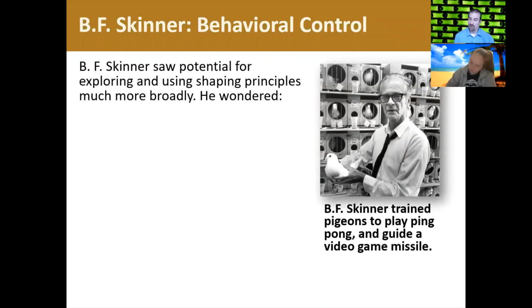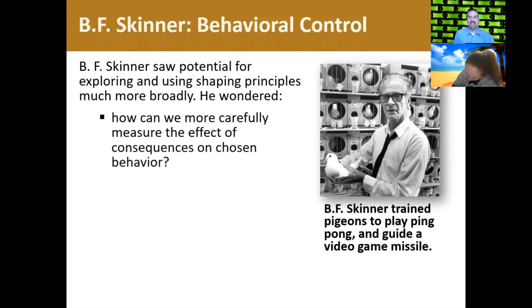Okay, so you almost made the argument that there's not so much value in thinking about free will and people being able to make their own choices, but rather in understanding how people respond based on rewards and punishments. So he starts asking these questions. How can we more carefully measure the effects of consequences on chosen behavior? How can we systematically look to see how the behaviors we're doing are rewarded or punished, and how do we shape these behaviors?